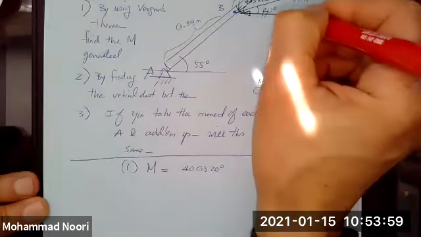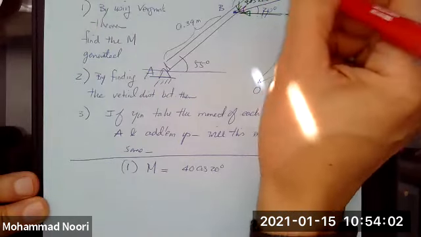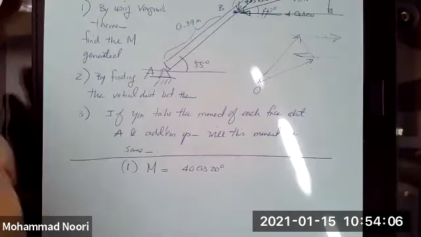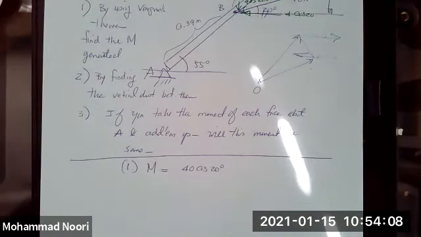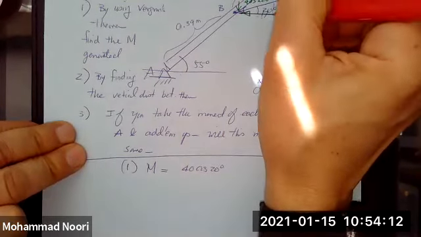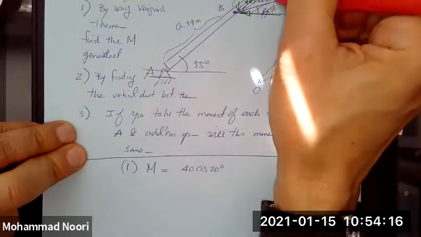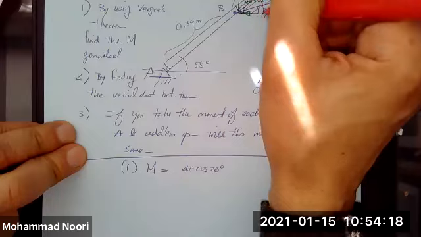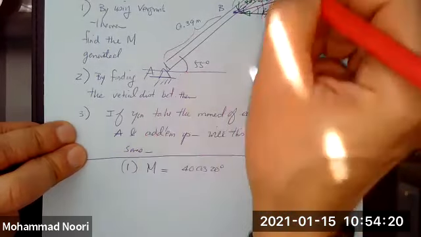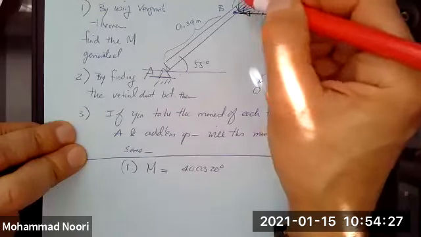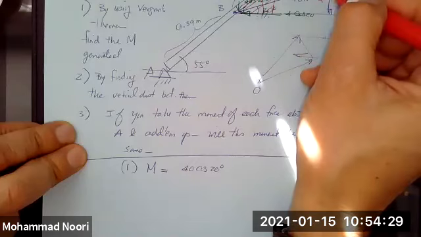But what is the vertical distance from here to here? In other words, what is this vertical distance? We can easily visualize that. If you look at this triangle, this angle is given, 55. So this distance, D, would be simply 0.27 sine of 55.